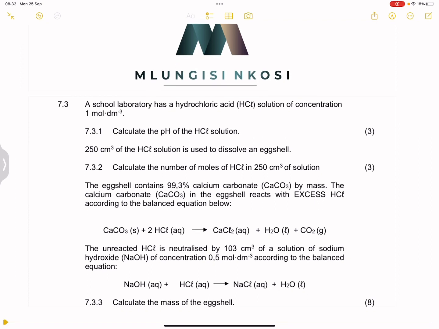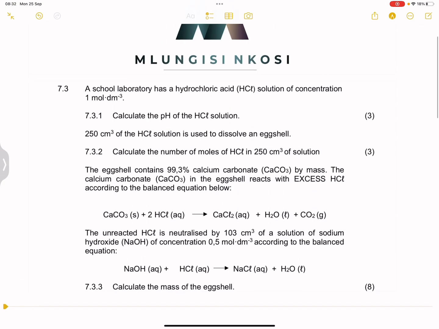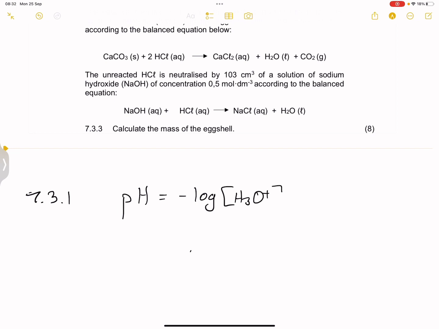So they say to us in 7.3, a school laboratory has a hydrochloric acid solution with a concentration of 1 mole per cubic decimeter, and they want us to calculate the pH. Of course, I know you could calculate that quite well. What you just need to remember is that the formula for pH is minus the log of the hydronium ion concentration. Now remember, we don't have the concentration of the hydronium ions. We've got the concentration of hydrochloric acid.